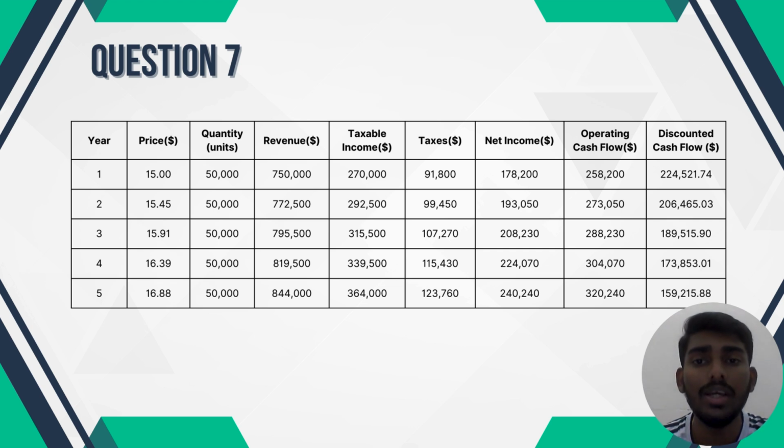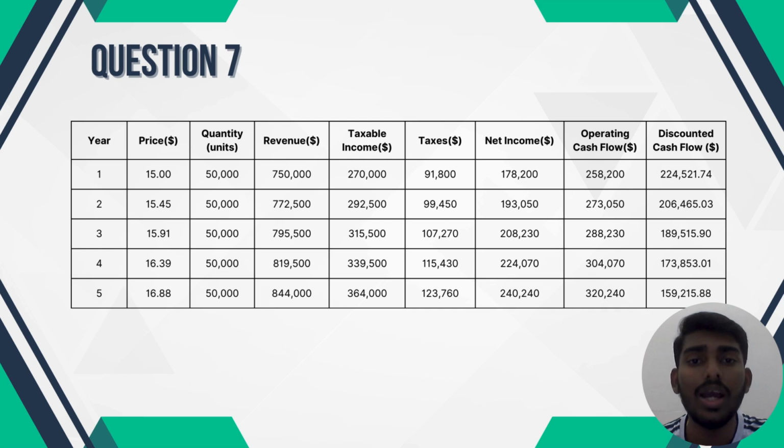For year 1, 270,000 minus 91,800 equals 178,200. For year 2, 193,050. For year 3, 208,230. Year 4, 224,070. Year 5, 240,240. Operating cash flow equals net income plus depreciation.